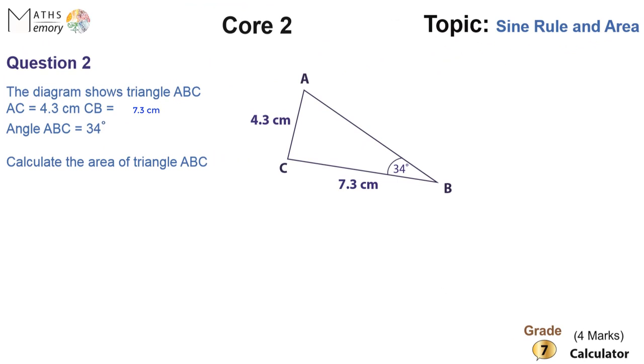Question 2, core 2. Press pause, write this question down, find the area of this triangle, press play when you're ready. So the diagram shows triangle ABC. AC equals 4.3 and CB equals 7.3. Angle ABC is 34 degrees over here. Calculate the area of this triangle.